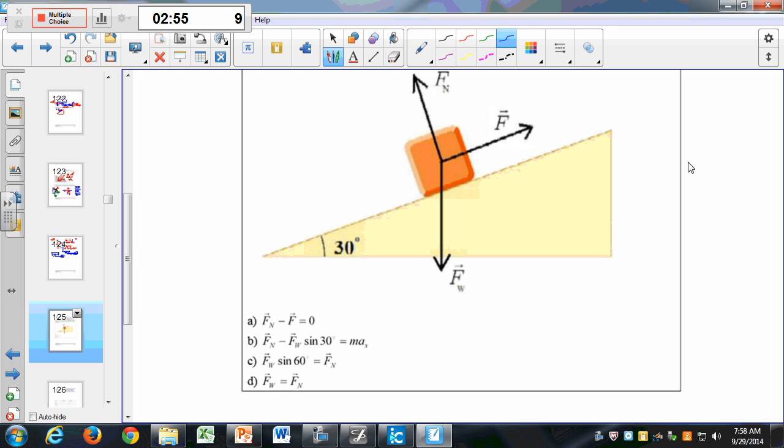About 20 more seconds or so. Stop at 320. Just guess if you don't know. 320.